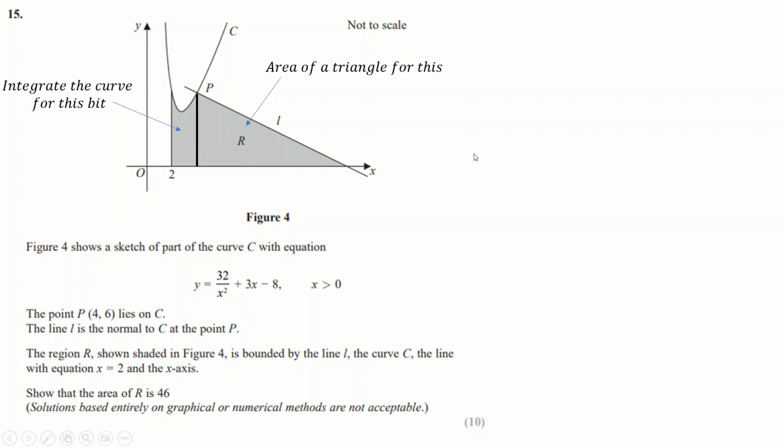And again, I can see that instantly because I've just done lots of questions like this before. Now they've told you this is the point 4, 6, which is really helpful because the x-coordinate is 4, means that it's 4 here, and now I can just immediately find this area, right? I can integrate this curve between 4 and 2. Right, and that will find this area here.